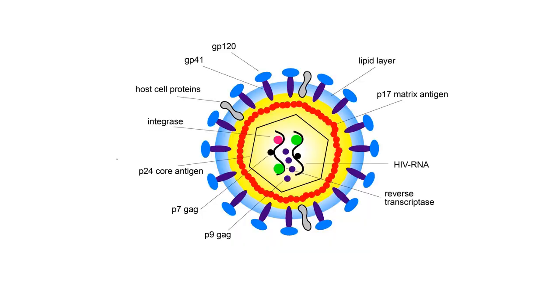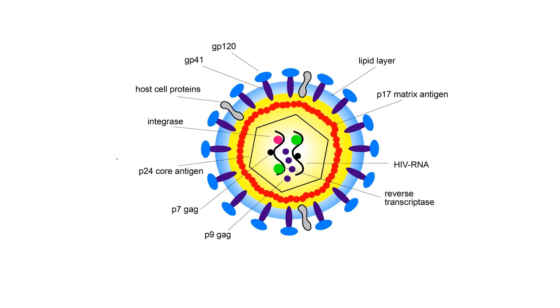This is the structure of the human immunodeficiency virus, which is called a retrovirus. Some important components I will tell you. One is GP120. This helps in anchoring the virus to the surface of the host cell. GP41. This helps in the fusion of the viral envelope with the cell membrane of the host.